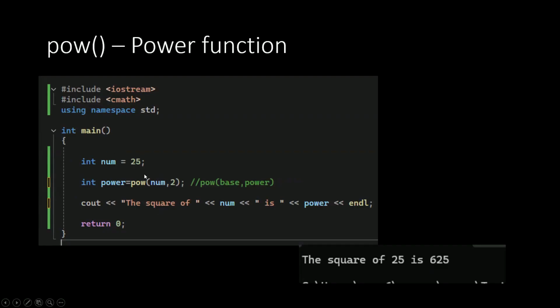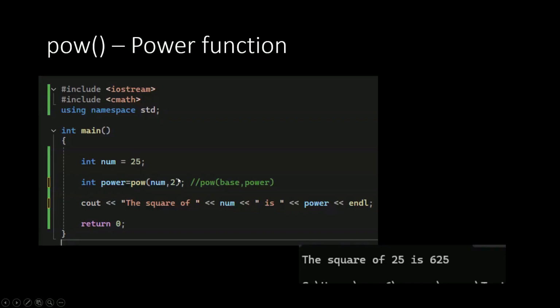Here I am trying to calculate the square of 25. So I will use this pow function. This function is called pow, which is the short form of power. We will use this pow function and I need to provide the two input values that it requires. The first one is num, which is the base, and the second one is the exponent, which is 2 in this case. Now if I run this code and print the value of power, because that's the variable which is storing the result that is sent by this function.